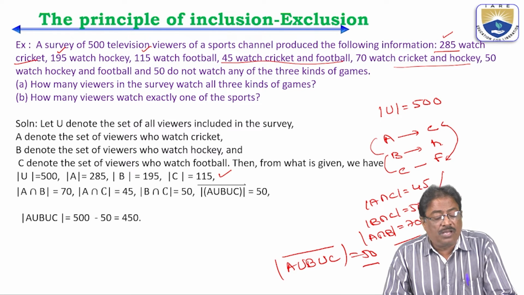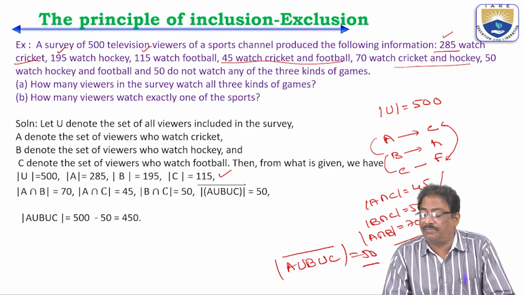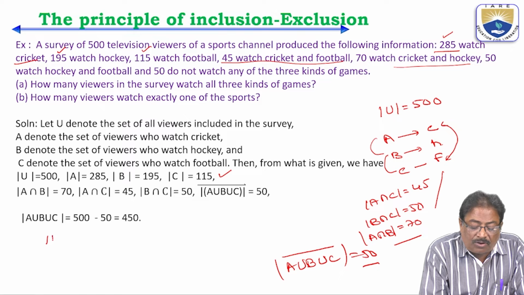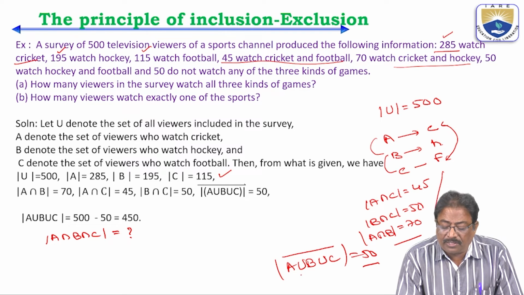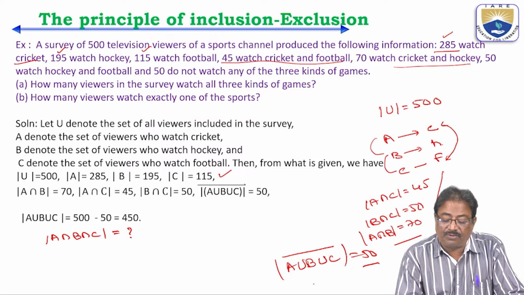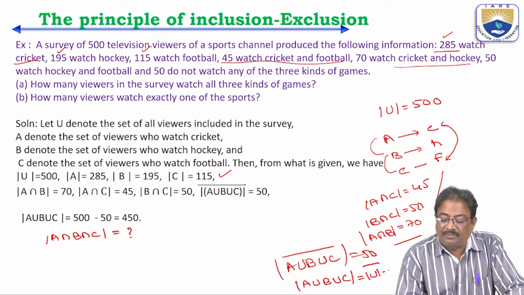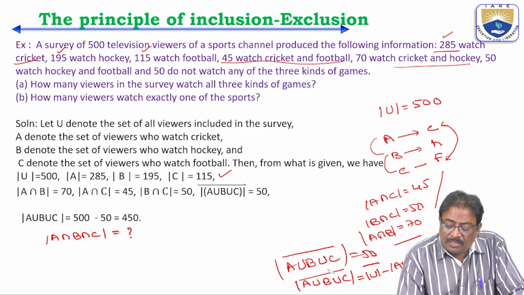Now we have to find out how many viewers in the survey watch all three kinds of games. So we have to calculate the cardinality of A intersection B intersection C. We have to calculate what this value is. We already know that the complement of A union B union C is equal to 50, which means A union B union C is nothing but the universal set, the total number of the sample, so U minus the complement. Sorry, this is not the complement, and I have to consider it differently.